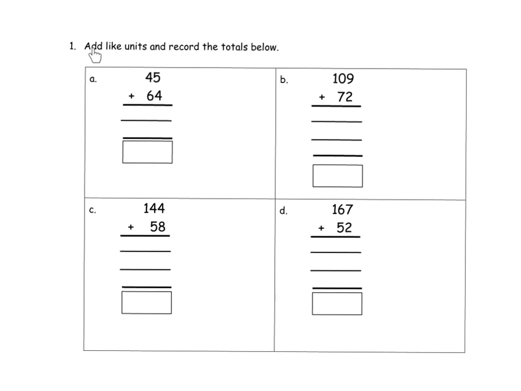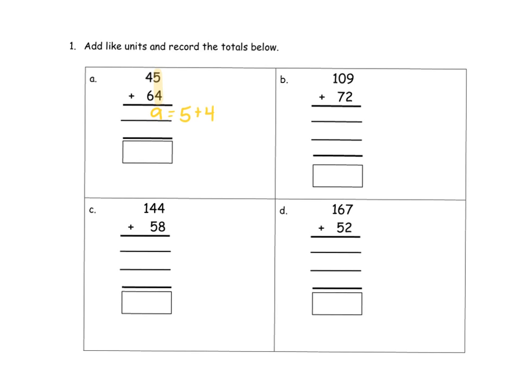When they say add like units, that means they want you to add the ones places together and then the tens place. And then when you get down here, even the hundreds place. So I'm going to highlight the like units. In my ones place, I have 5 plus 4. Well, that equals 9. So I'm going to put that on my table below.